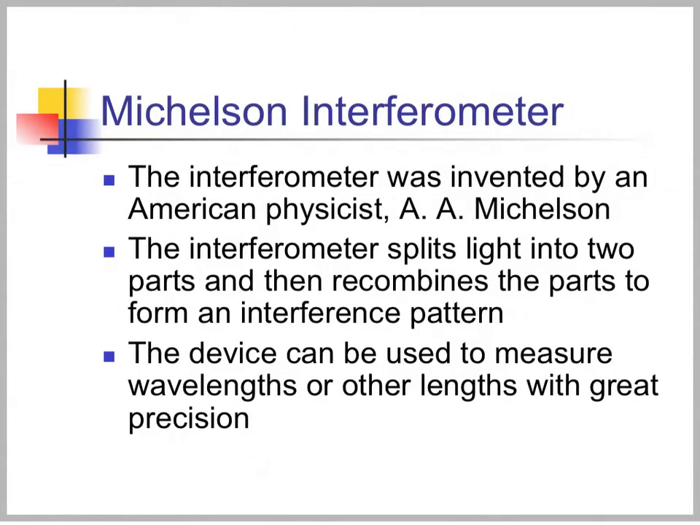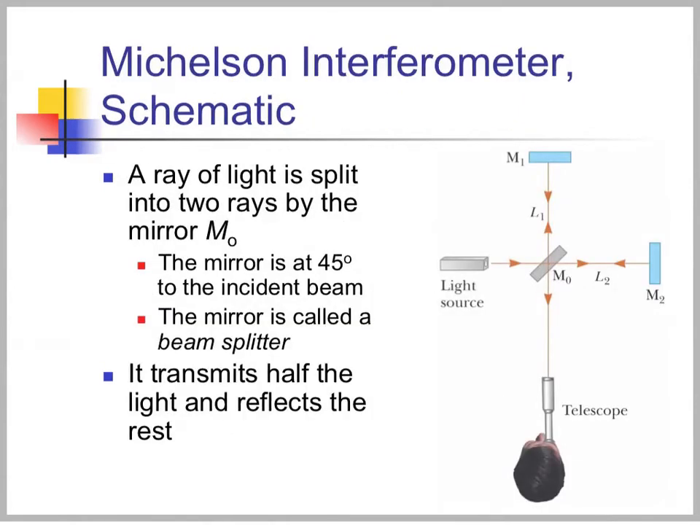Now the Michelson interferometer was invented by American physicist A.A. Michelson. The interferometer splits light into 2 parts and then recombines the parts to form an interference pattern. And this device can be used to measure wavelengths or other lengths with great precision. So it works by having a light source where the light is split into 2 rays by this half-shaded mirror M0, and it sits at a 45-degree angle to the incident beam. It's called a beam splitter.